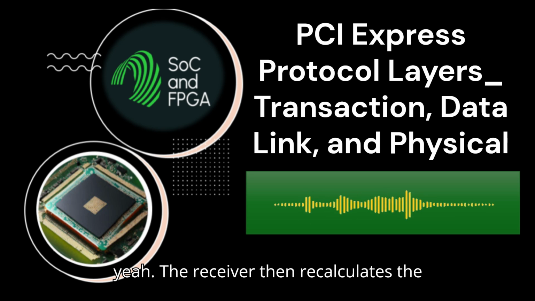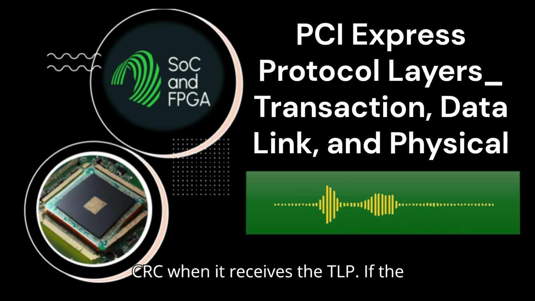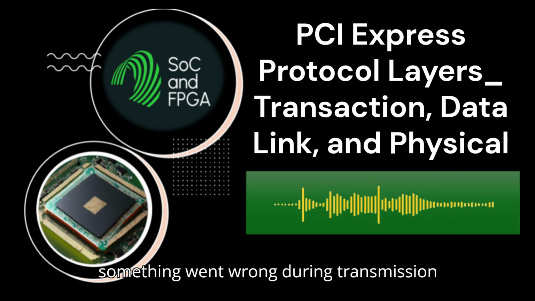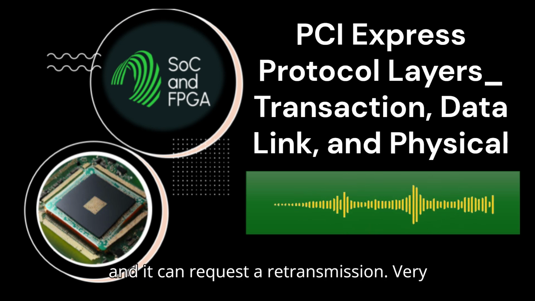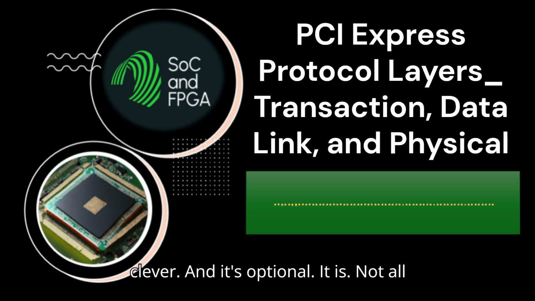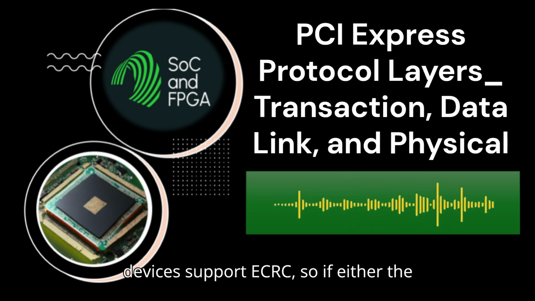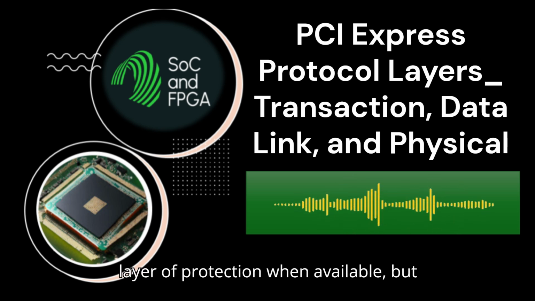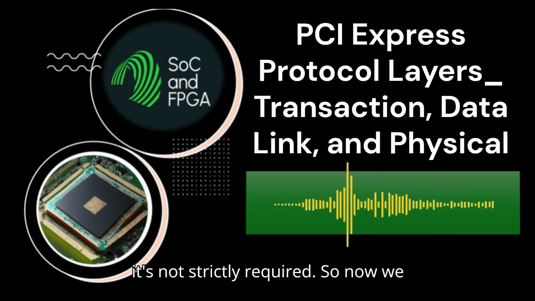The receiver then recalculates the CRC when it receives the TLP. If the two values don't match, it knows something went wrong during transmission, and it can request a retransmission. Very clever. And it's optional. It is. Not all devices support eCRC, so if either the sender or the receiver doesn't support it, it just won't be used. It's an extra layer of protection when available, but it's not strictly required.